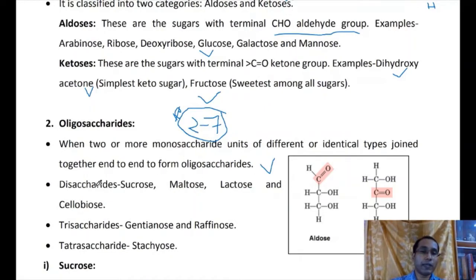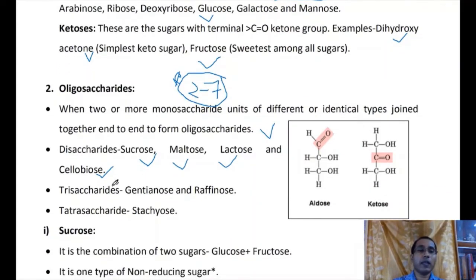One type of disaccharide examples are sucrose, maltose, lactose and cellobiose. Students, so many questions are coming. Which monosaccharide units are attached to each other to form sucrose, maltose, lactose and cellobiose? All of this is given in the examples.